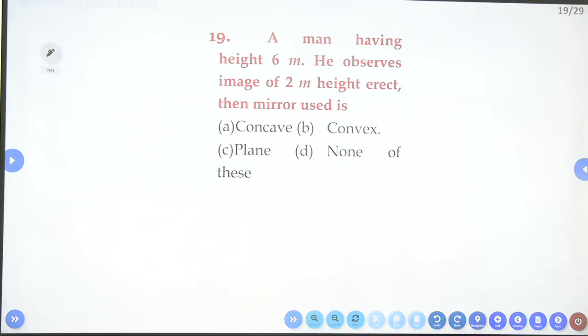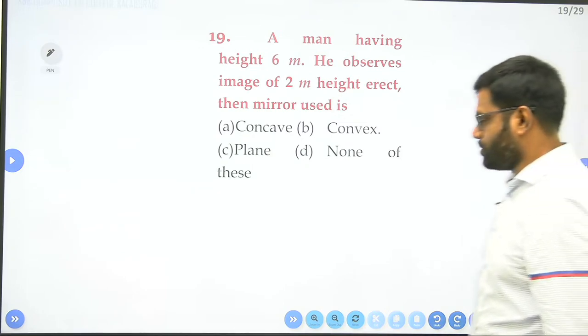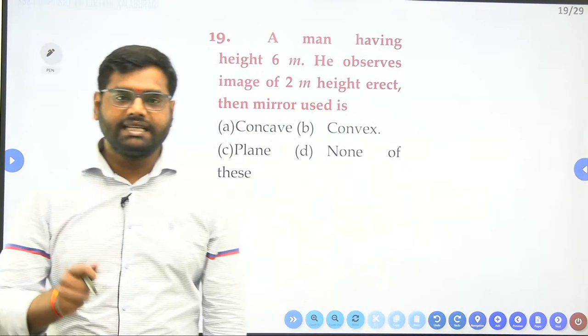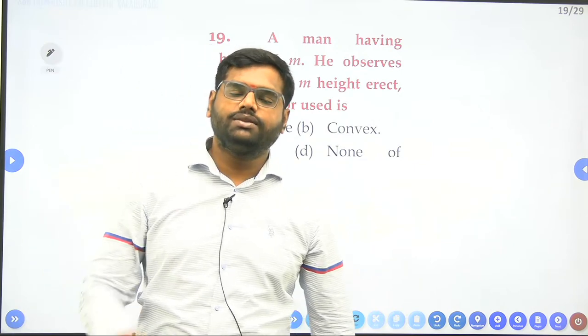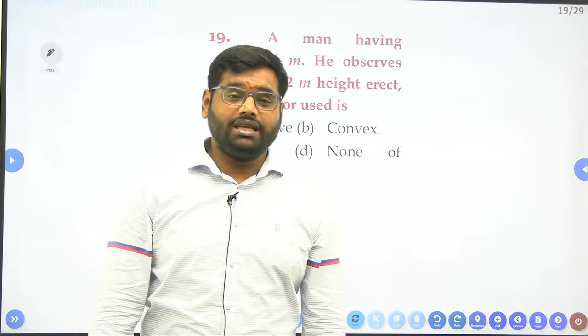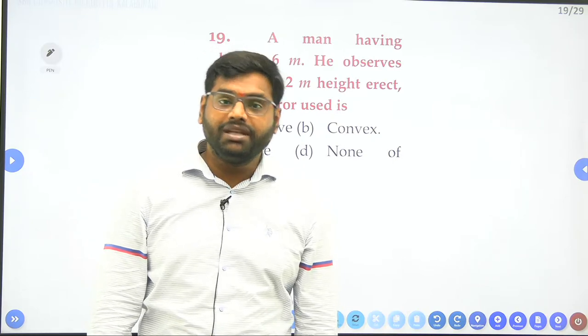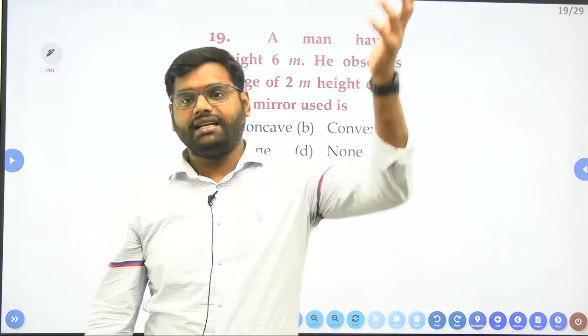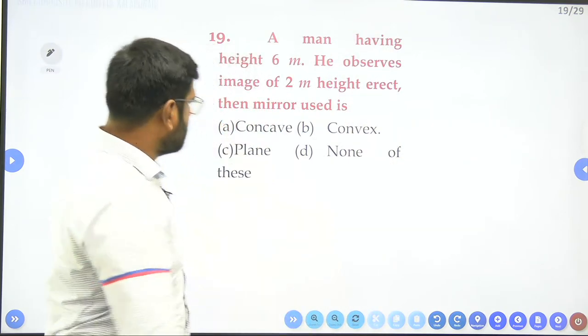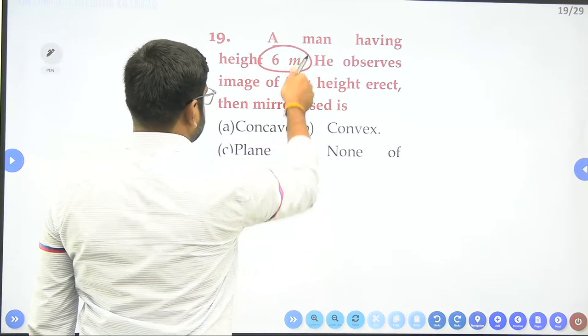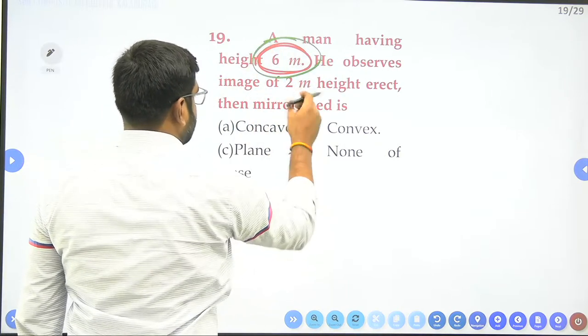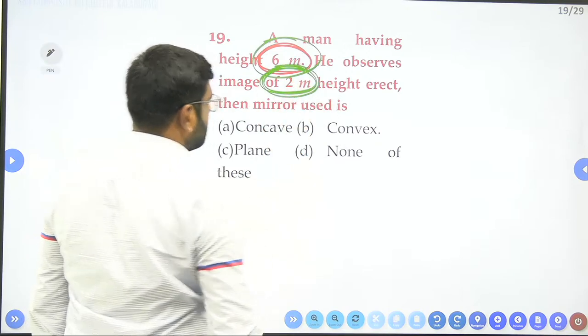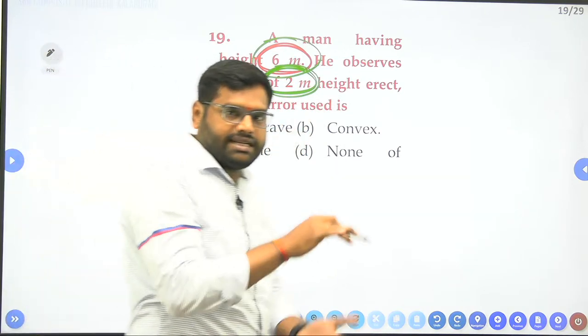A man having a height of 6 meters observes an erect image of 2 meters height. Then which mirror is used? You remember the erect image formed is a virtual image. Virtual image is always diminished in the case of a convex mirror, but a virtual image will be magnified in the case of a concave mirror. But you have to observe the height of the man is 6 meters, but the height of the image is 2 meters. It is diminished, right?